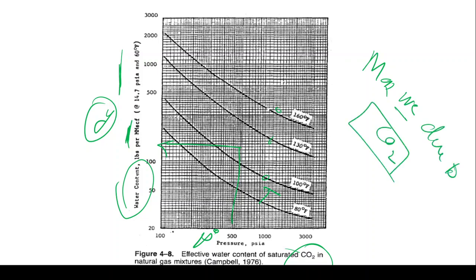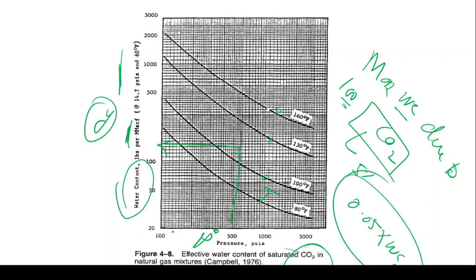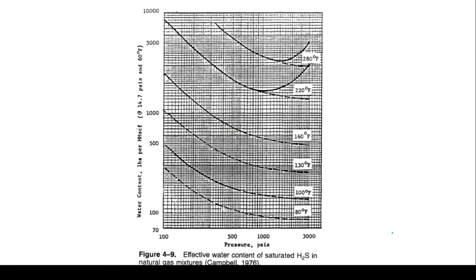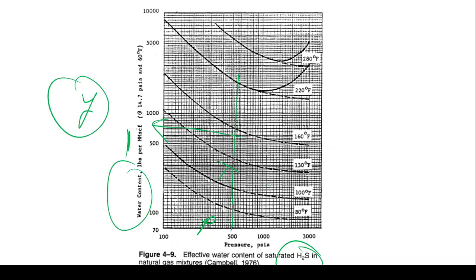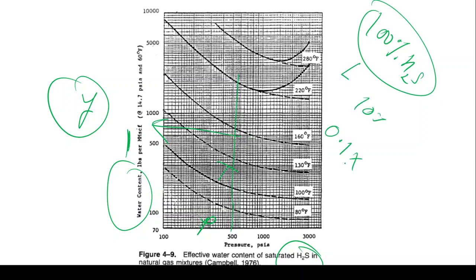CO2. This means that if 100% CO2 is there, but for example if 5% CO2 is there, then 0.05 is multiplied by the water content due to the CO2. Simple. So this tells about the contribution of water content due to the presence of CO2. Similarly, this graph is for H2S. The pressure values and temperature values are given. With the help of these two values, you can find out the y value. The y value is the water content in pounds per million standard cubic feet. Similarly, this y-axis is for 100% H2S, and if you have hardly 10%, then 0.1 is multiplied by the water content due to the H2S. That will tell us about the contribution of the water content due to the H2S.